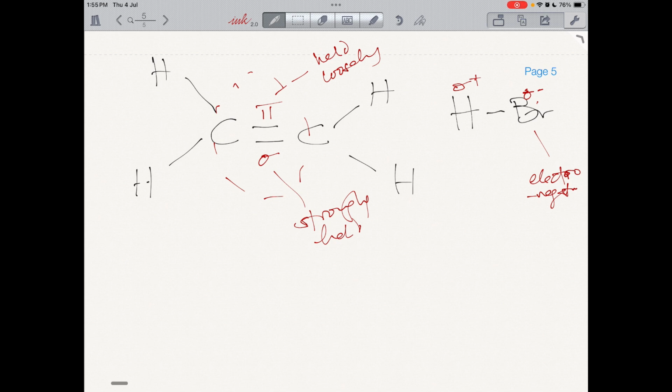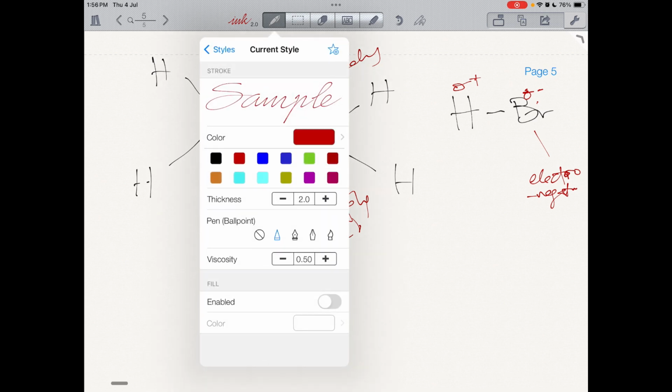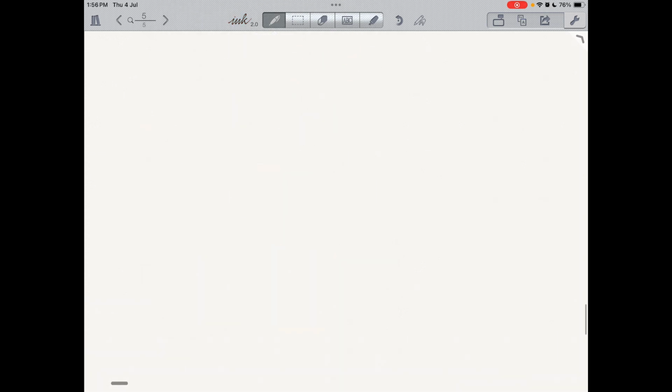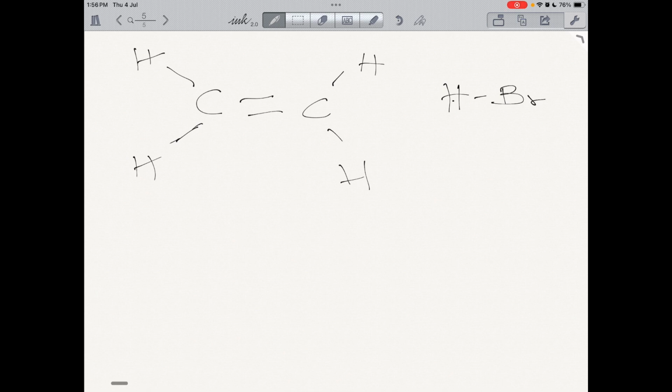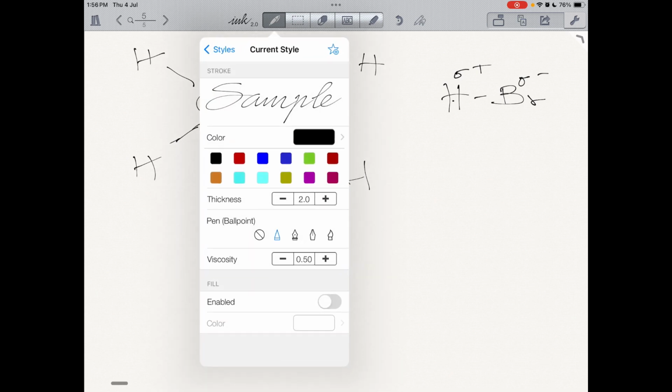I think after this explanation, I need to write this again so that I will have a clean screen. So I have the alkene right here, and I have the HBr here, and this is delta negative, delta positive. I believe that is clear. And this is the electron-rich region.